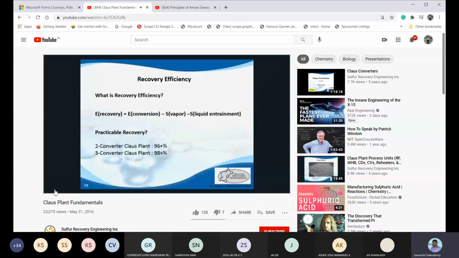So what is recovery efficiency? It is the amount of H2S that's converted to sulfur vapor and subsequently recovered in the condensers as a liquid. So it's our conversion efficiency, minus our sulfur vapor and any entrained liquid sulfur. Now, a 2-converter Claus plant should achieve at least 96% recovery efficiency. And then if you add another converter for a 3-stage, we should achieve 98 at least.